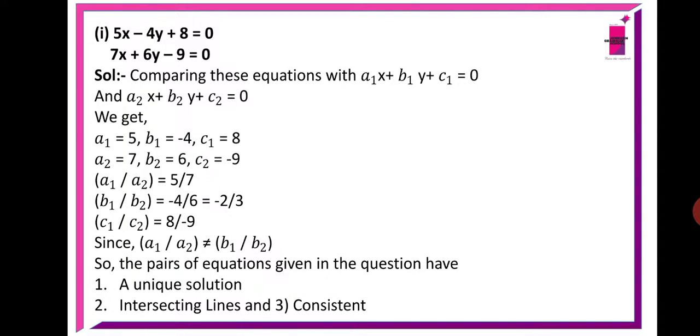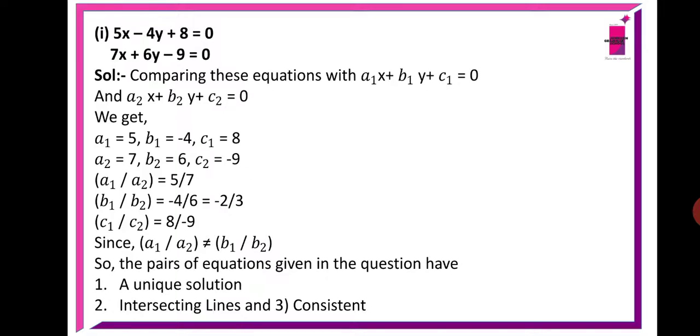Now, 5x minus 4y plus 8 equal to 0 and 7x plus 6y minus 9 equal to 0. Compare these equations. By seeing this, we can say whether they are consistent or not consistent. So if you compare with the standard form a1x plus b1y plus c1 equal to 0 and a2x plus b2y plus c2 equal to 0, a1 equal to 5, b1 equal to minus 4, c1 equal to 8, a2 equal to 7, b2 equal to 6, c2 equal to minus 9.